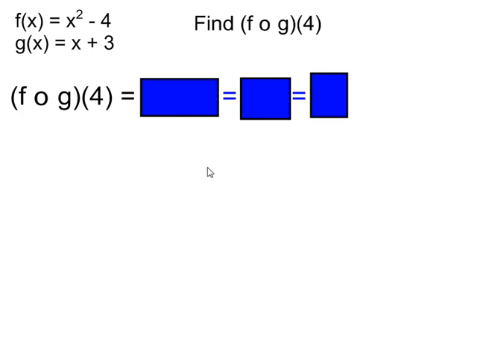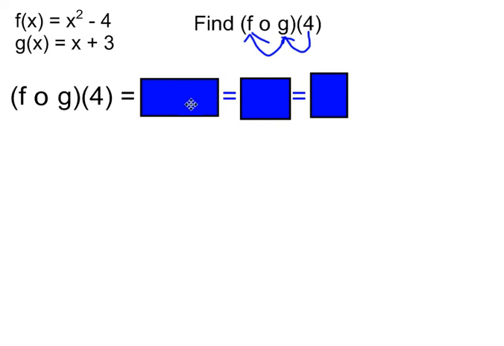The next thing I want to talk about is actually plugging in a value for x. So what we're doing in this example right here, we're finding f of g of 4. It tells me I'm going to plug 4 into g first. I'm going to get an answer. Then I'm going to plug that answer into f. That's how this is going to work.